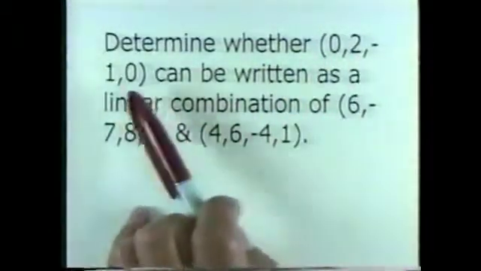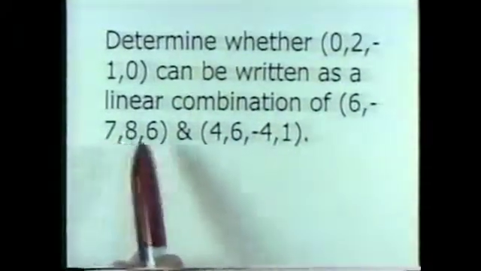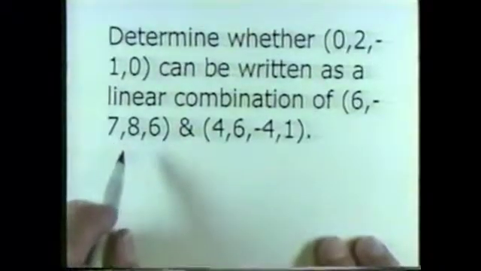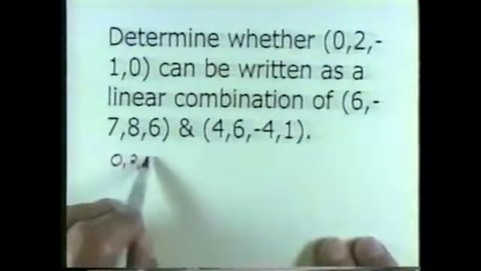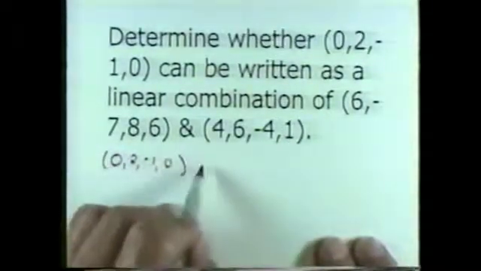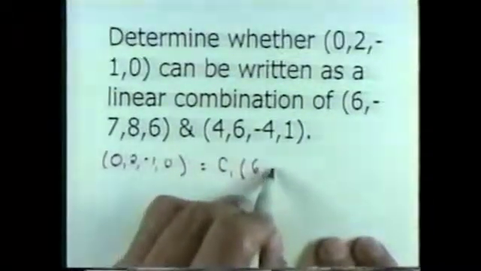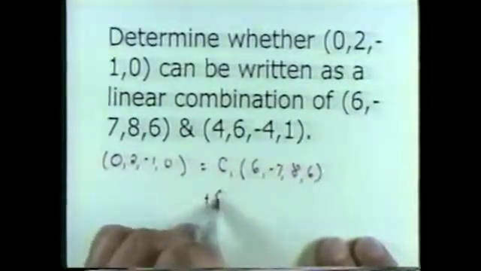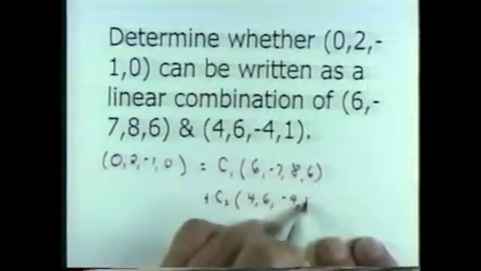Determine whether (0, 2, -1, 0) can be written as a linear combination of (6, -7, 8, 6) and (4, 6, -4, 1). Well, if it can, that means I can find C1 and C2 such that (0, 2, -1, 0) equals C1 times (6, -7, 8, 6) plus C2 times (4, 6, -4, 1).